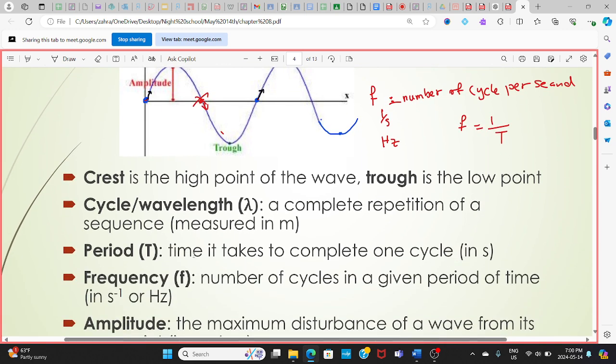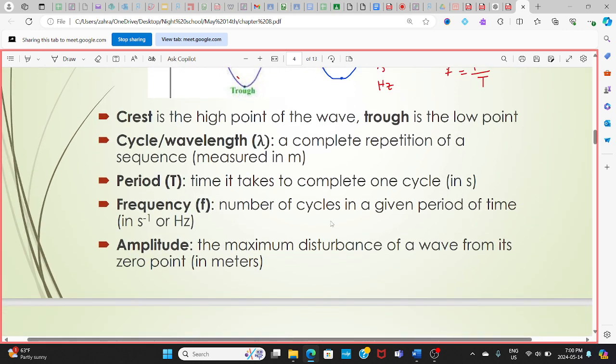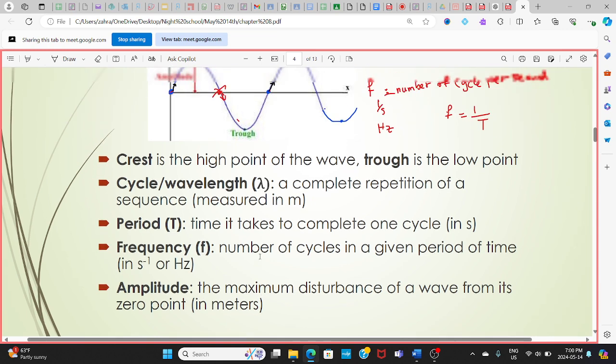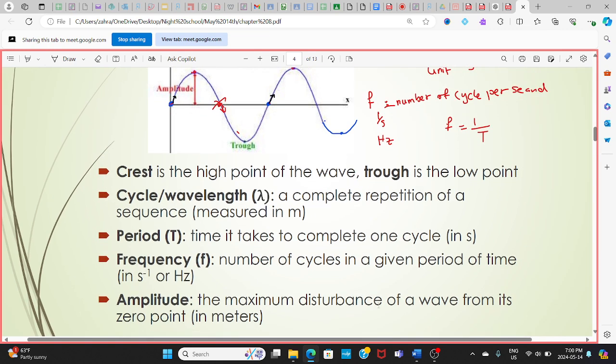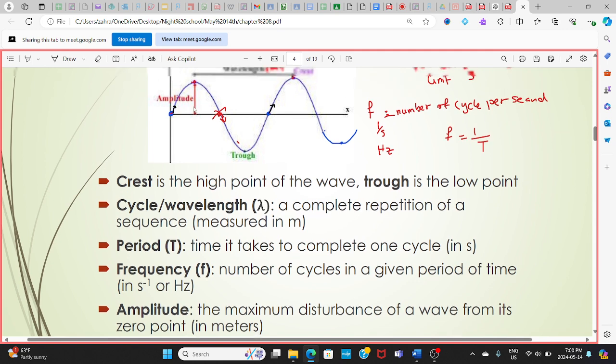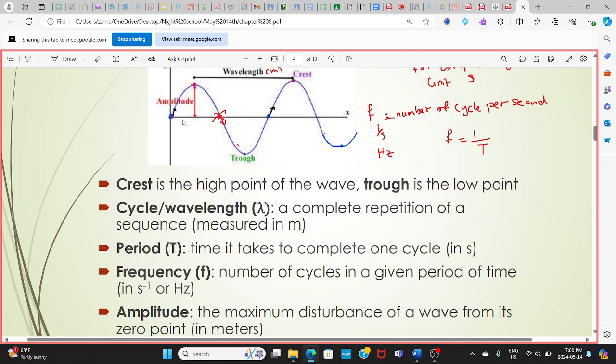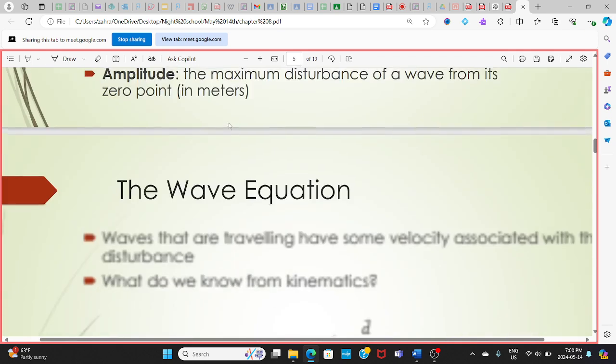Period is the time it takes to complete one cycle in a second. Again, frequency is the number of cycles in a given period of time. Amplitude, I said, is the maximum disturbance of a wave from its 0 point. So it's from the highest point to the equilibrium point, or the 0 point.